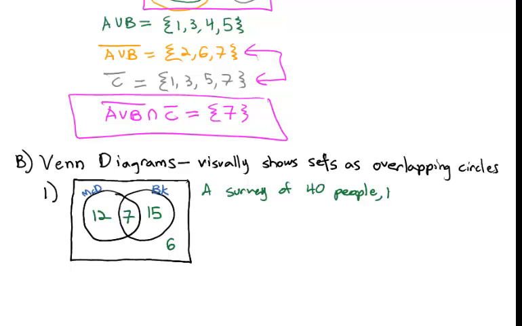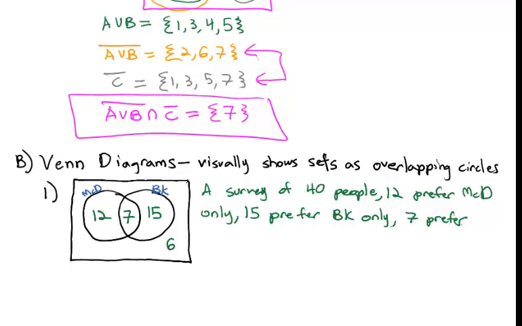We can see visually that 12 prefer McDonald's only, 15 prefer Burger King only, 7 prefer both, and 6 prefer neither.